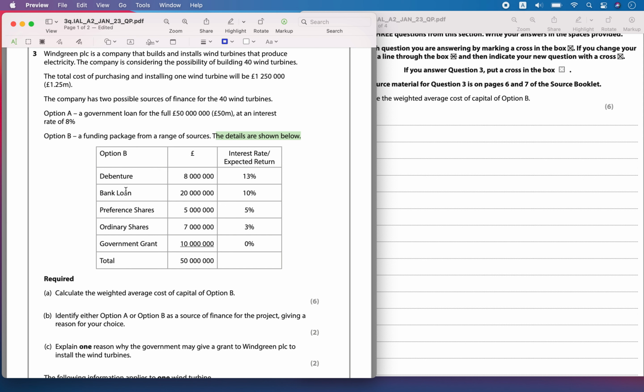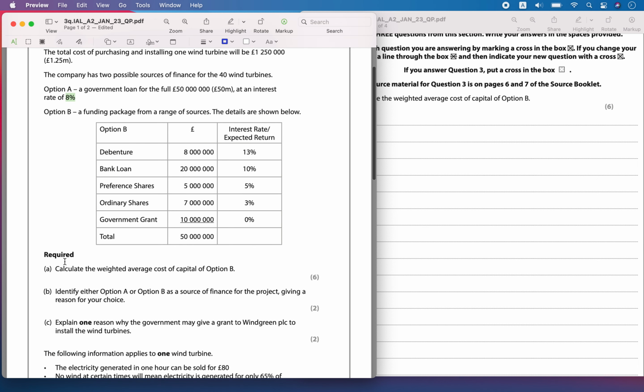These are the fund sources. It could be raised from a debenture, a bank loan of 20 million, preference shares that you issue to get 5 million, ordinary shares worth 7 million, and a government grant of around 10 million. Totally they are able to raise around 50 million from this fund package, but they are expected to pay some interest. The total interest from the government loan will be around 8%. Here we are seeing different interest rates.